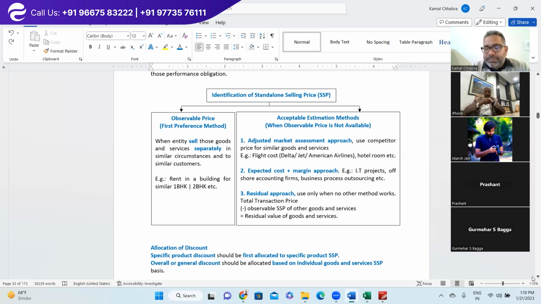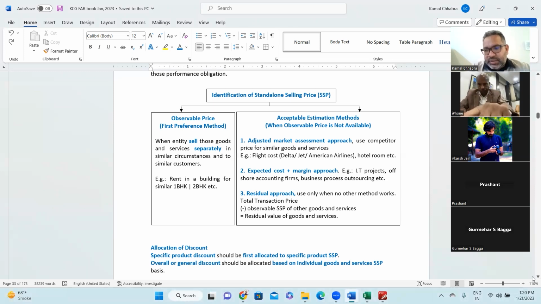Better ambience within the aircraft, they provide. Accordingly, they adjust the prices. That is called the adjusted market assessment approach, where you consider competitor pricing as a base, and then make plus and minus adjustments based on the features they are providing and you are providing.